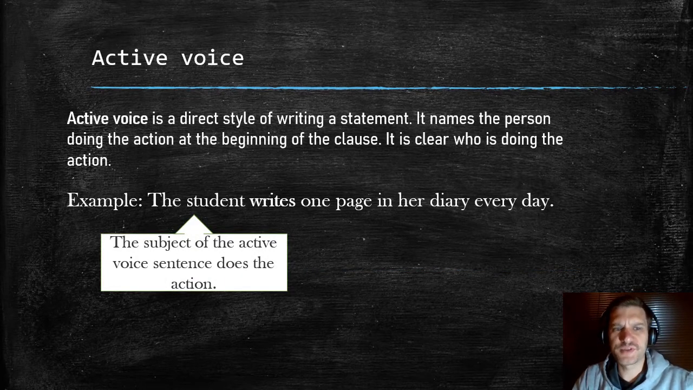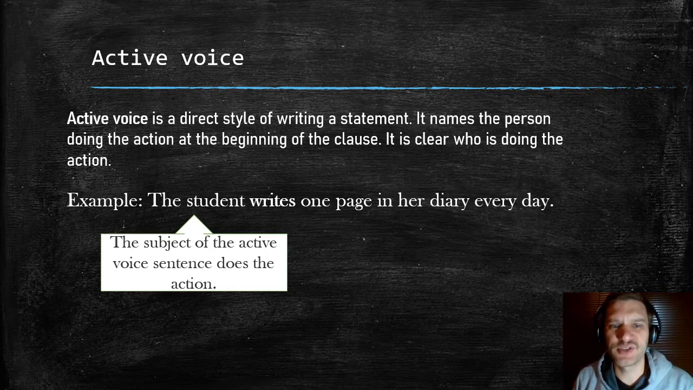Right, the active voice. What is the active voice? It is a statement. In fact, it is a direct statement which indicates who is doing the action. The person doing the action is named at the beginning of the clause or the sentence. It is clear from the beginning who or what is doing the action.